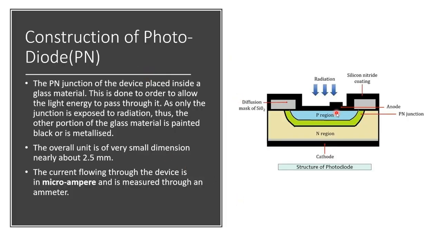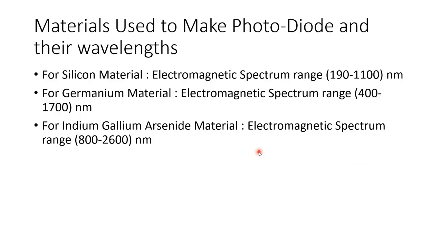Construction of photodiode: it is basically a normal PN junction diode with a thin layer of P region and a thick layer of N region, with a PN junction or depletion region between. The radiation strikes on the anode side of the P region. It is coated with silicon nitride and inside a glass material so that more light energy is passed through it. The other sides are painted black so that radiation does not fall through. The overall unit is small, about 2.5 millimeters in dimension, and the current flowing through it is of the order of microamperes and is measured through an ammeter.